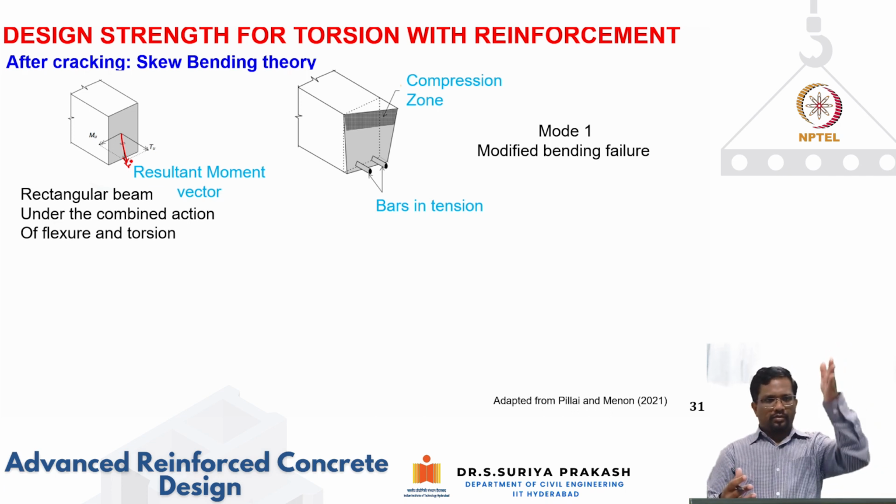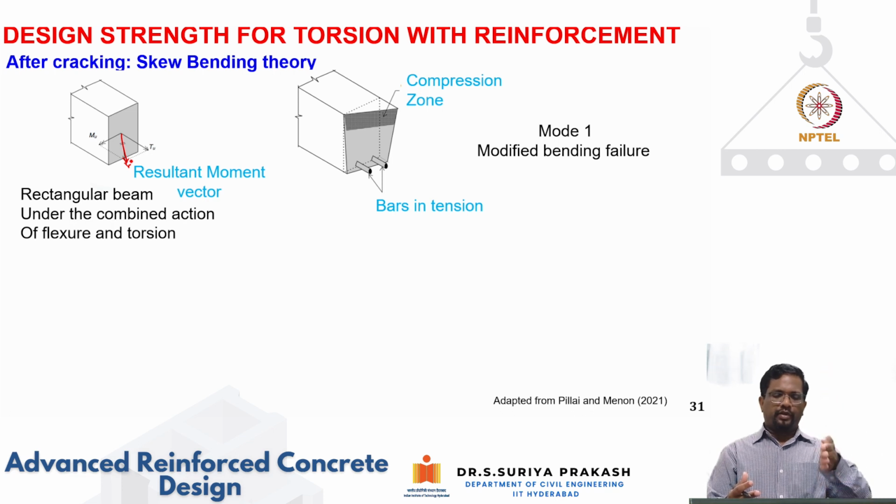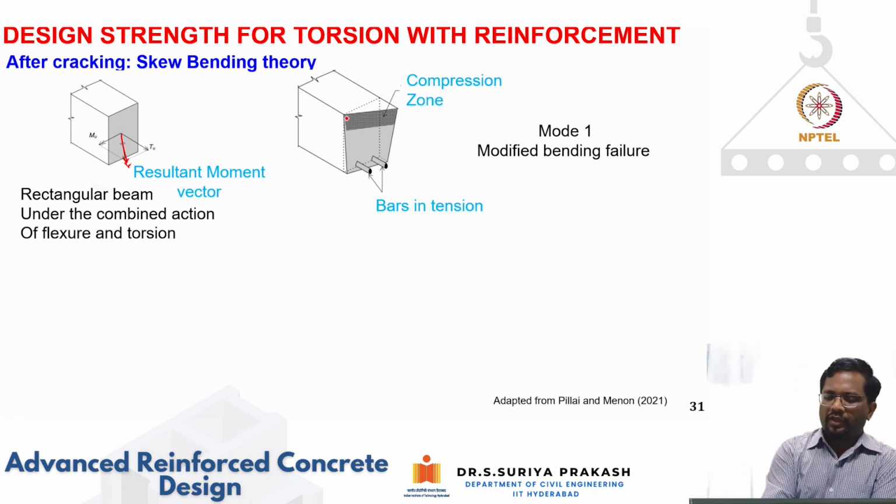Now if you look at the surface, it's not going to be perpendicular. You're going to have a skewed surface. So the presence of torsion is going to skew the failure surface. However, you will still have compression at the top, okay, and tension at the bottom.